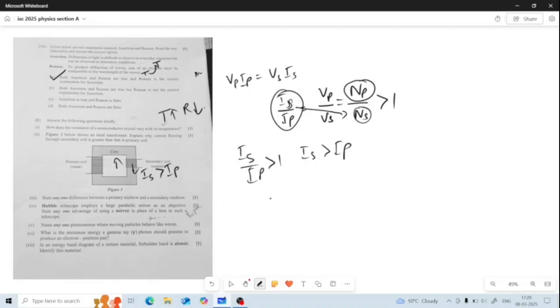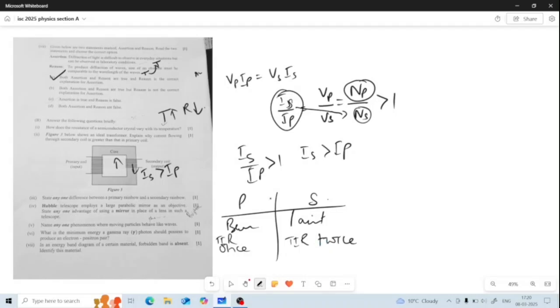State one difference between primary rainbow and secondary rainbow. So the difference between primary rainbow and secondary rainbow: first, the primary will be very bright, the secondary will be faint. And another thing, in the primary rainbow total internal reflection inside the raindrops occurs only once. In the secondary rainbow TIR occurs twice.